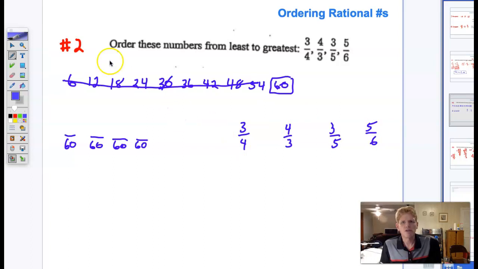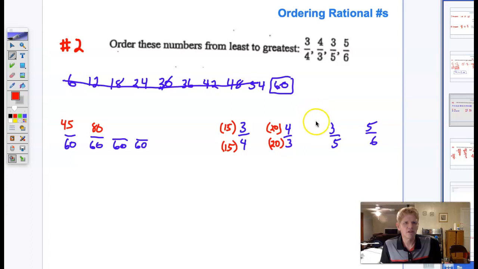4 goes into 60 15 times. So I'm going to multiply the bottom by 15 to get 60. That means I have to multiply the top by 15. That's going to give me 45. 45 sixtieths. Over here, 3 will go into 60 20 times. So that's going to give me 20 on the top to multiply, and that's going to give me 80.